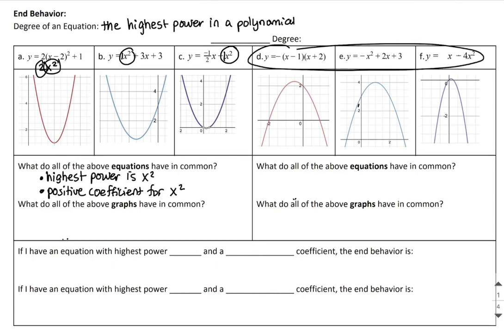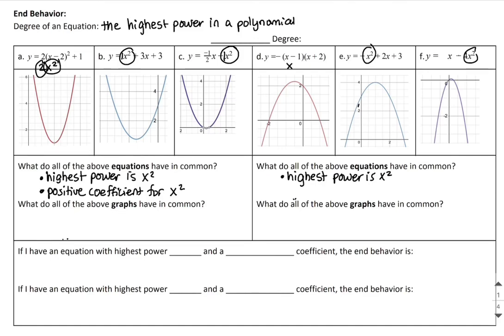If I look at D, E, and F, like I said, what they have in common is the highest power is x squared. So I can see I have x squared in all of these. If I multiply these two together, I know I have x squared as my highest power.